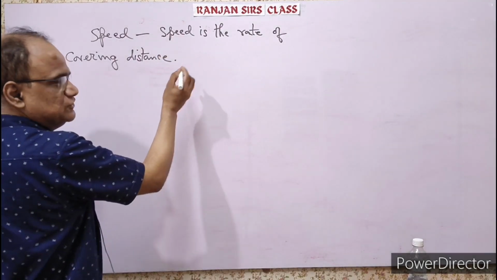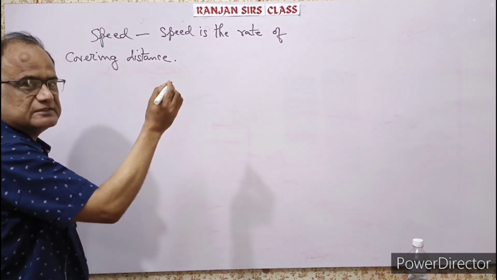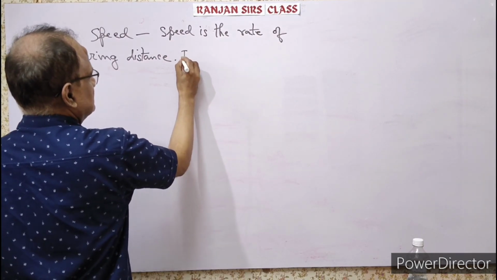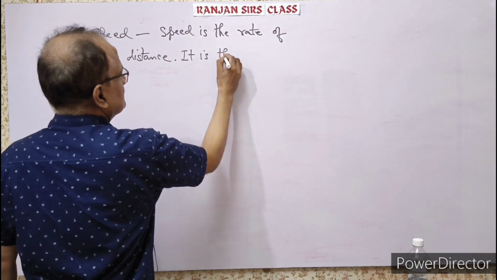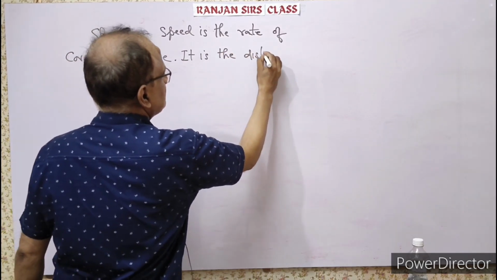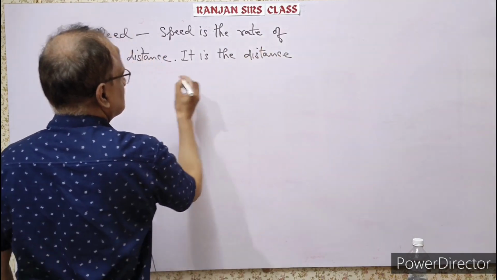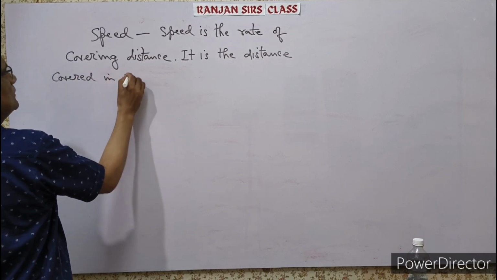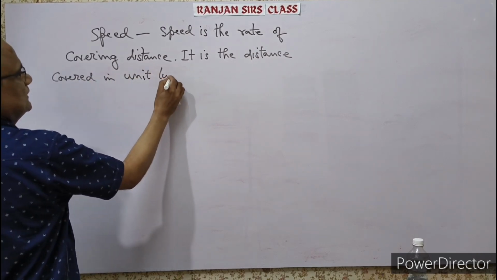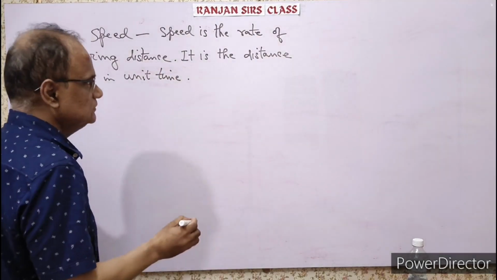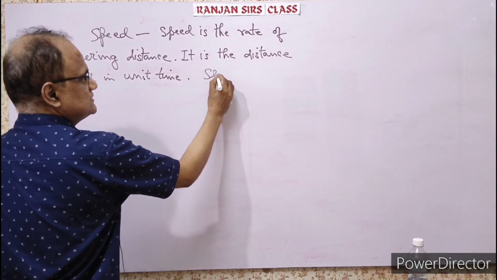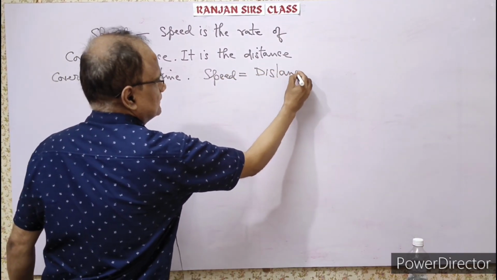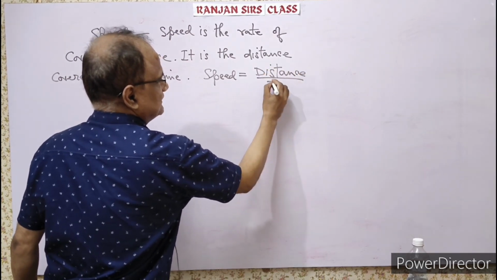That unit can be hour, that unit can be second. So I am writing again, it is the distance covered in unit time. So we can write speed as distance divided by time, isn't it? Distance traveled divided by the time taken.